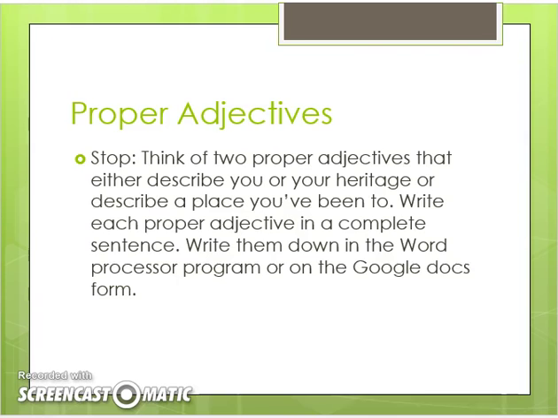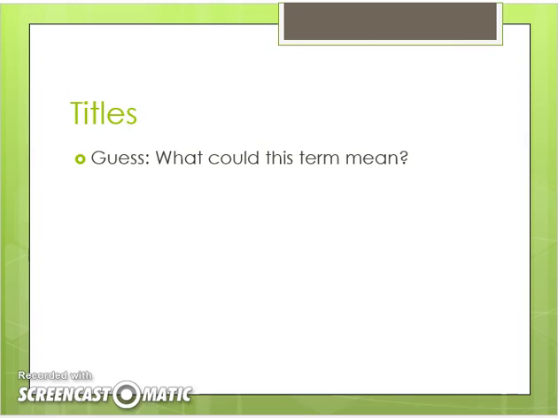Okay, then for your assignment, I want you to think of 2 proper adjectives that either describe you or your heritage or a place maybe that you've been to, like a different country you've been to or a different location you've visited, and write those down to submit for the assignment.